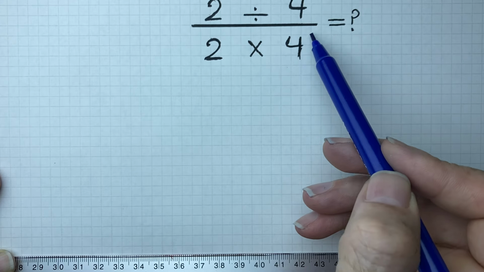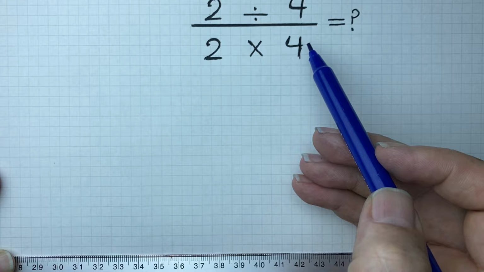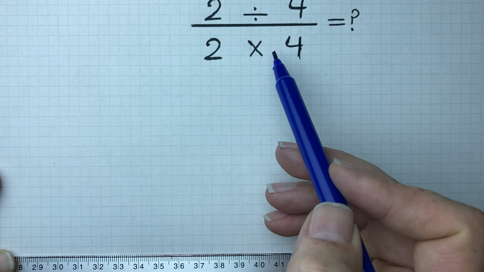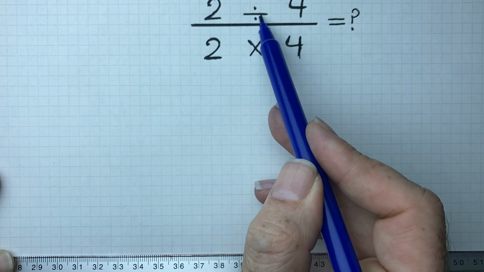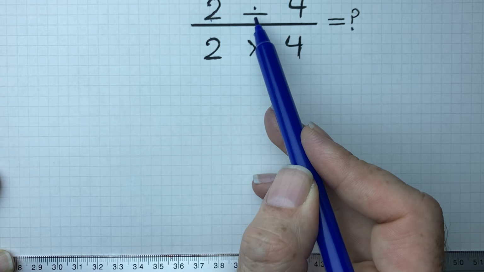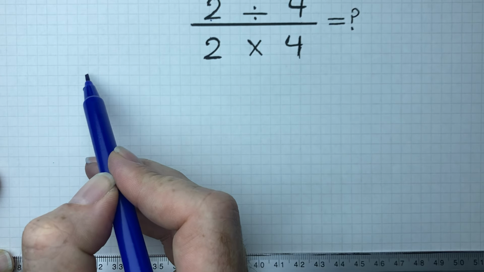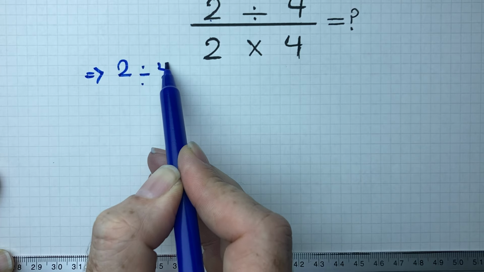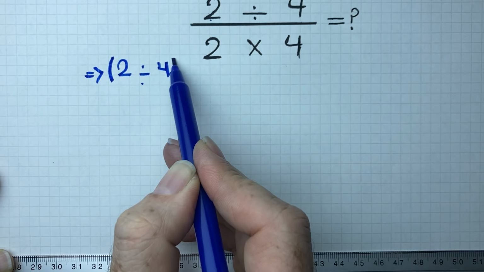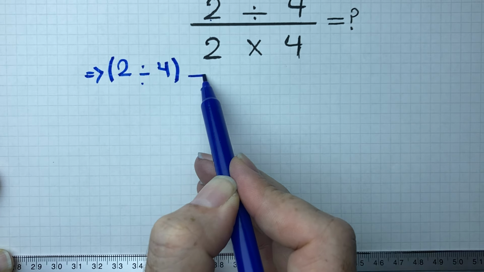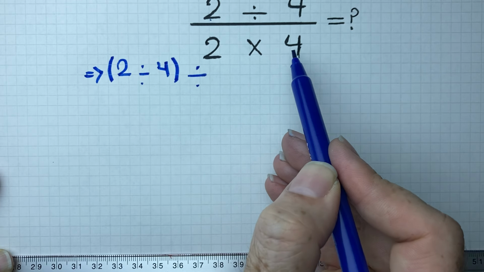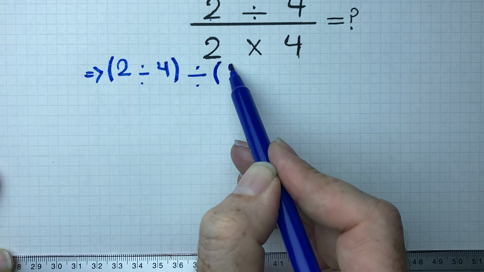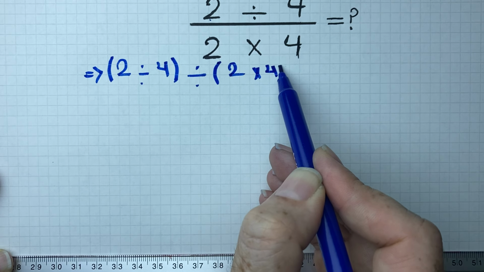In this video, we are gonna solve this fraction, but where should we start the solution? I'm gonna rewrite it in the form of a very simple division. On top, we have 2 divided by 4. Let me write it. So it is going to be 2 divided by 4. I put it in parentheses. Over divided by. Bottom, we have 2 times 4. Let me rewrite it. 2 times 4.